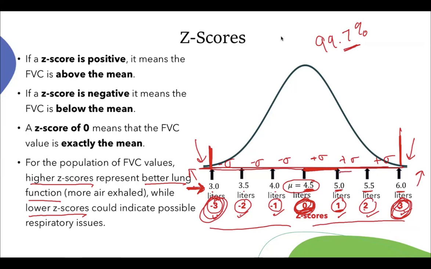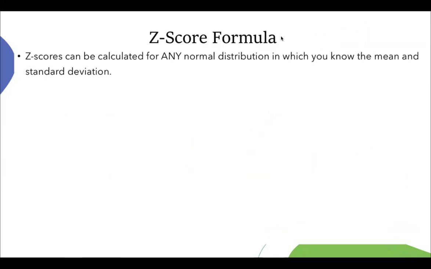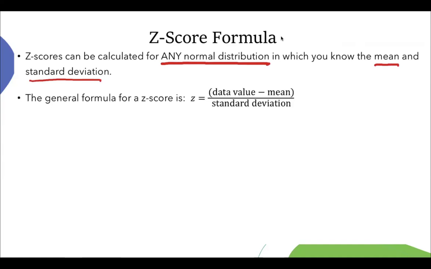So let's figure out how to calculate a z-score that's not a whole number, something that could be in between these whole number z-scores. And so we use the z-score formula. You can apply the z-score formula for any normal distribution, but you have to be provided with the mean and the standard deviation for that distribution. And this is the general formula. The symbol that we use for the z-score is just a z, and it's a z either for the population or the sample. We use the same symbol. We take the data value in the distribution, we subtract the mean, and divide by the standard deviation.